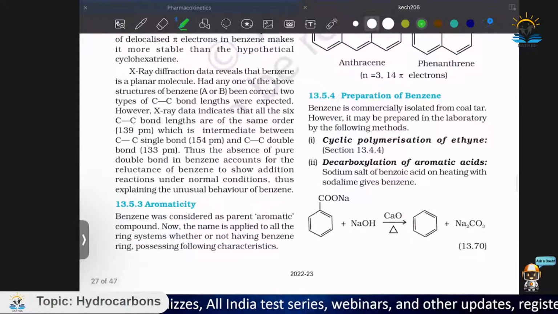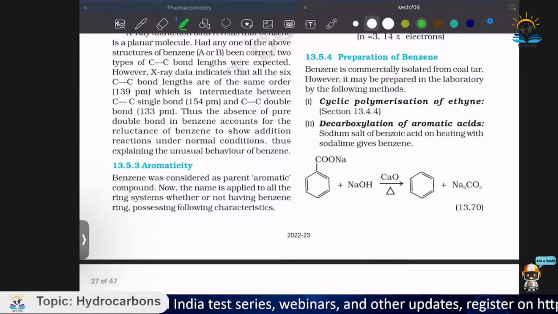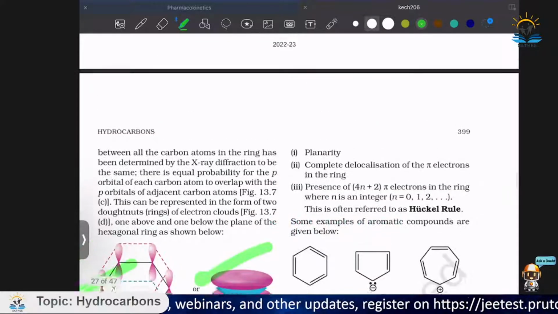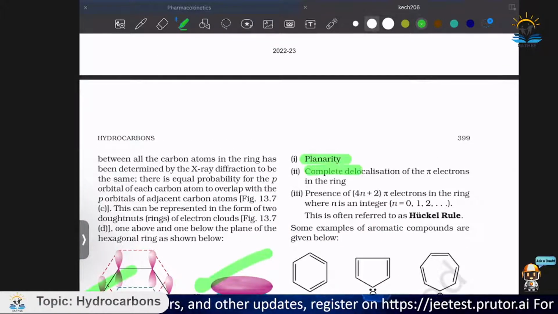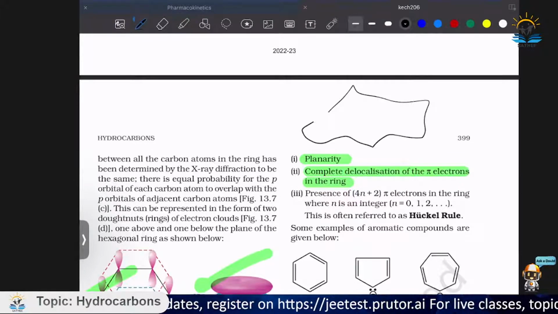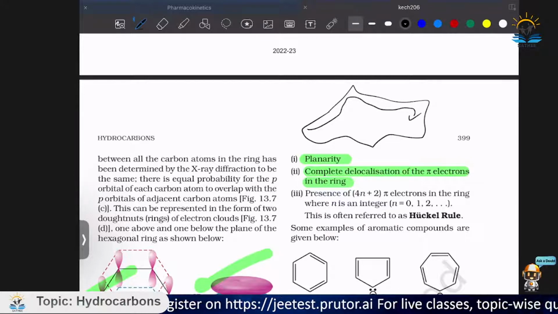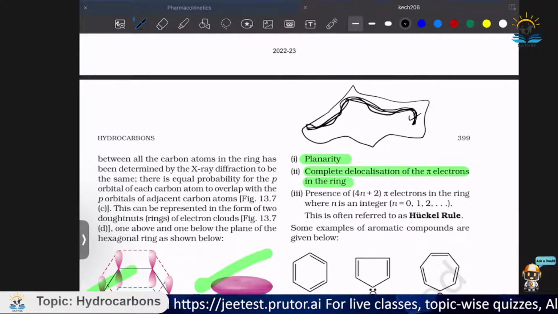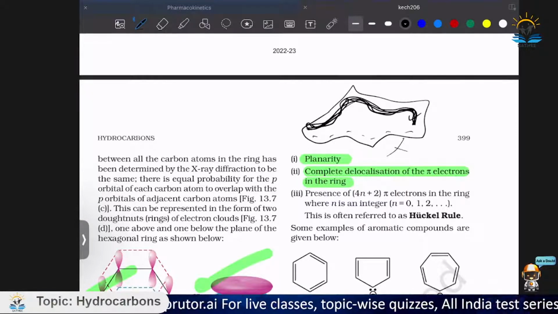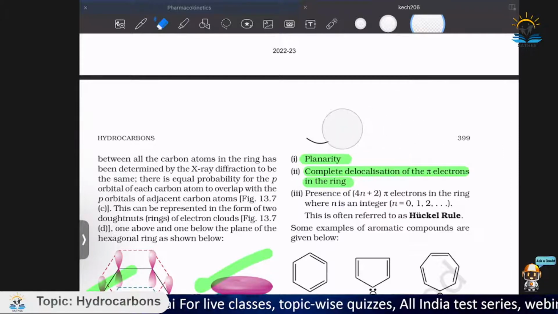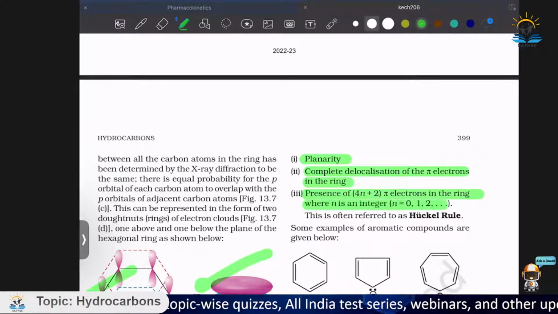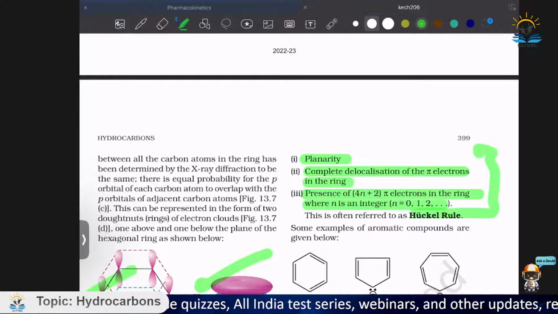Now, what is aromatic? How do you define if it is aromatic or not? That is defined by aromaticity. There are three conditions. First condition is planarity. It should be planar. Then complete delocalization of the pi electrons in the ring. Suppose this is some kind of ring, and only some electrons are getting localized with each other. These pi electrons are not involved, so this is not an aromatic compound. Next criterion is presence of 4n plus 2 pi electrons in the ring, where n is an integer. All three rules together are known as Huckel's rule.